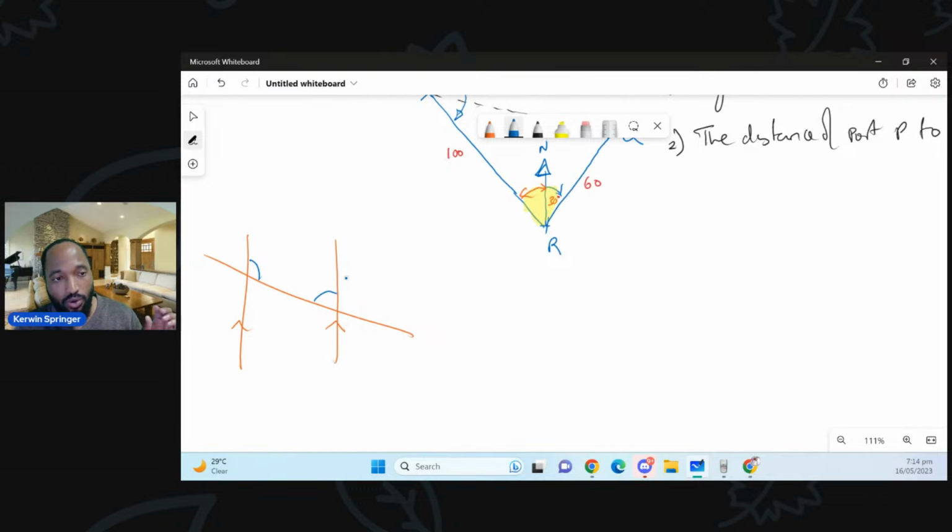Say it with me, co-interior. These angles are co-interior. See how they're kind of in a box there? And what do we know about co-interior angles? Co-interior angles add up to 180 degrees. What's a short way to write that? They are supplementary. So co-interior angles are supplementary. This angle and that angle add up to 180 degrees.